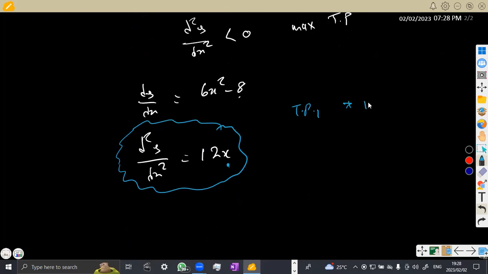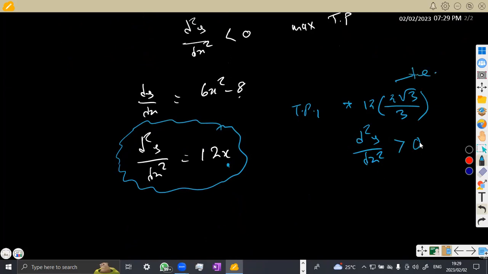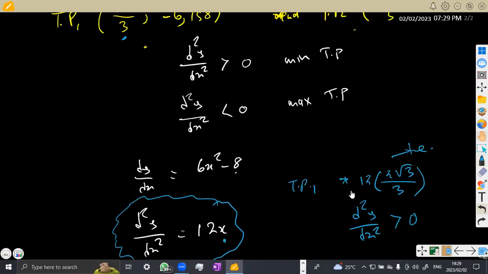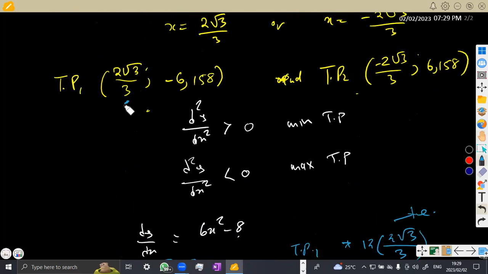It is going to be 12 multiplied by 2 square root of 3 over 3. By just looking at the number, even without getting the values, it's a positive. And it means the second derivative with respect to x is actually greater than 0. That's a positive, because you're going to obtain a positive answer here. So if the second derivative is greater than 0, that means this turning point is a minimum turning point. So therefore, this first turning point that we have here is a minimum turning point.